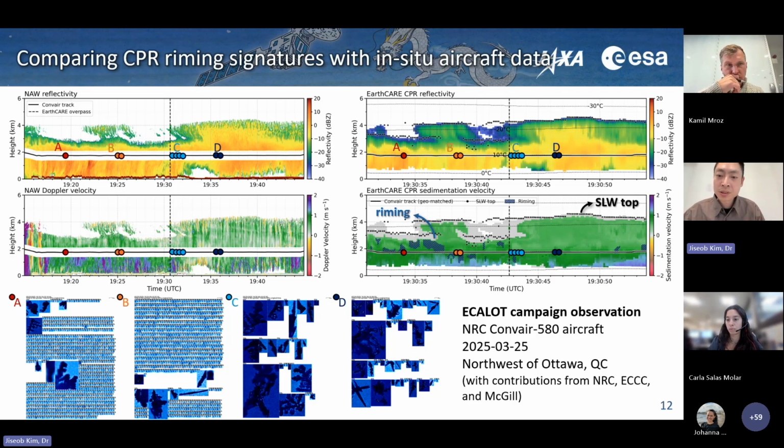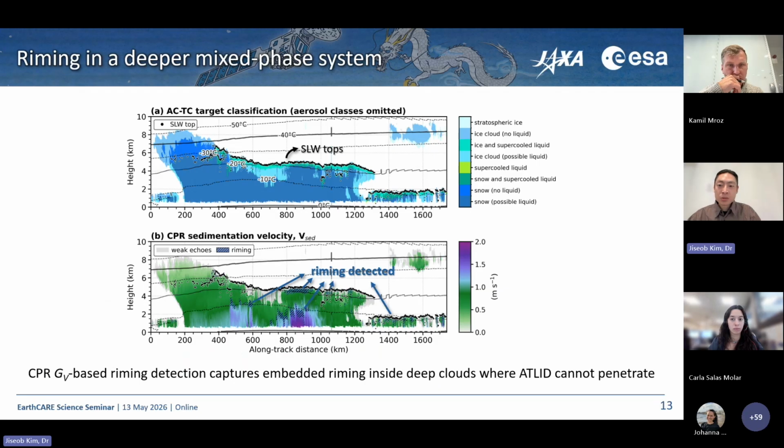So overall, the CPR-based riming detection method does not capture all riming cases, but in supercooled liquid water rich environments, it seems to detect riming reasonably well. So this slide shows an example of applying the method to a deeper cloud system. The black dots indicate the highest layers where the lidar detects liquid water, and the blue regions in the bottom panels are the riming regions detected by our method.